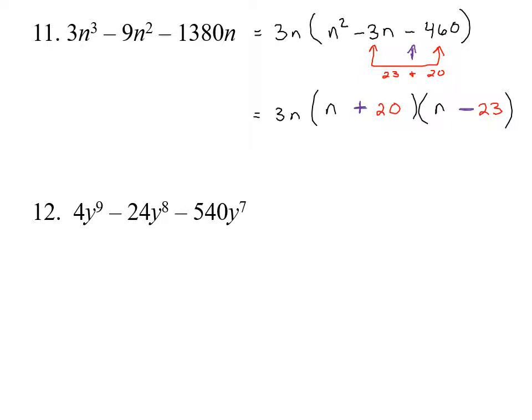And I'm going to do the same thing on number 12. There is a 4 in common all the way across. It's not quite as easy to notice on the 540, but there is a 4 that will go into that. There's also a y to the 7th that you can pull out. So you pull out the biggest number that will go into each one, that's the 4, and the smallest power on the y, that's the 7. And so that will leave me with a y squared. 24 divided by 4 gives me 6y. And 540 divided by 4 is 135.